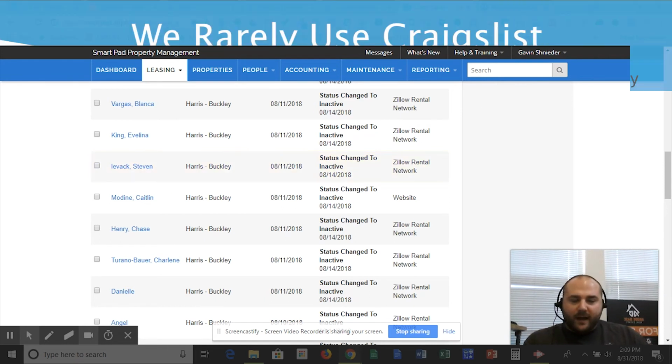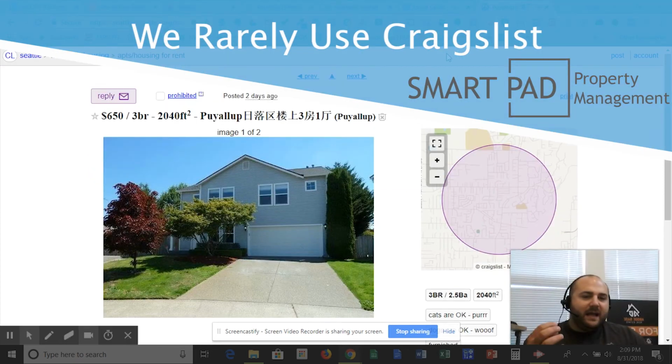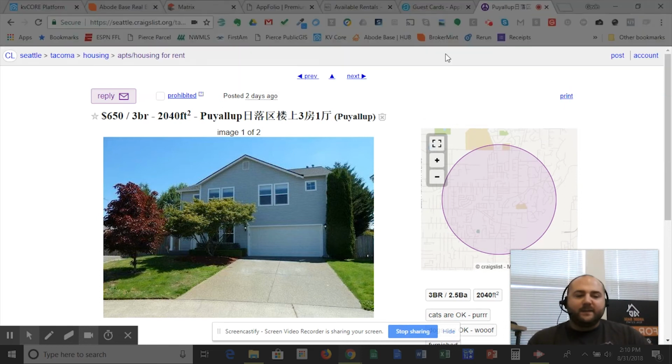Importantly, note that we rarely ever advertise on Craigslist. And it's because there's just too many scammers on Craigslist, and the quality of tenant, generally speaking, looking on Craigslist isn't the most qualified applicant in the world.